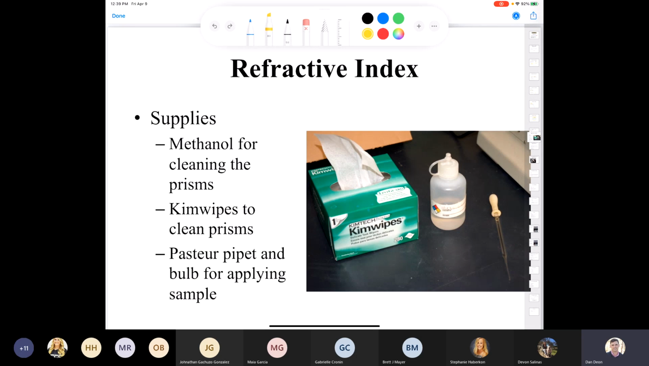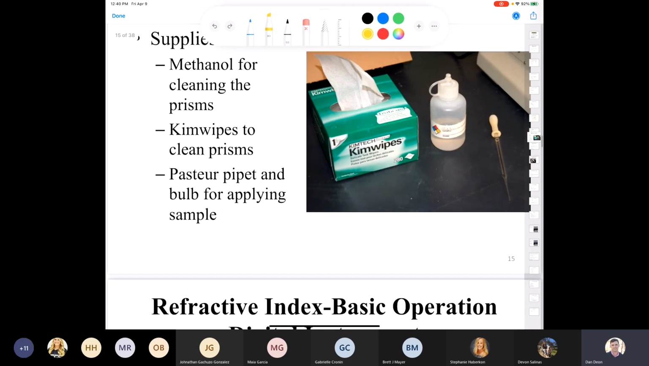So we have the CHEM wipes, we have the Pasteur pipette. I might not have mentioned this: for the methanol, you can dispense it directly from this bottle, but for adding your sample to the crystals, you're going to use a Pasteur pipette.